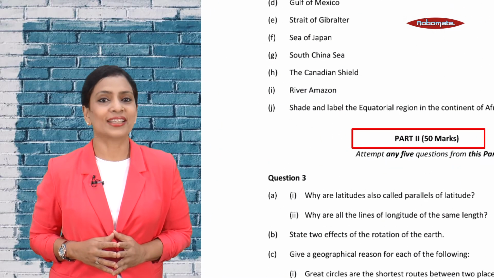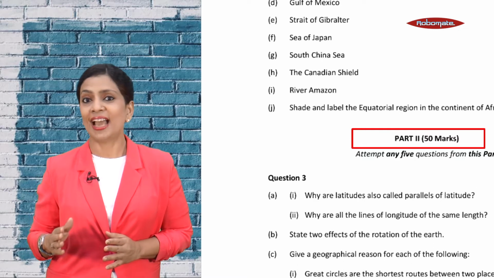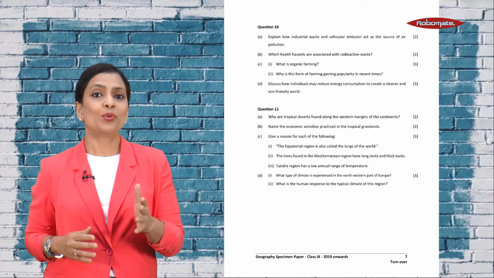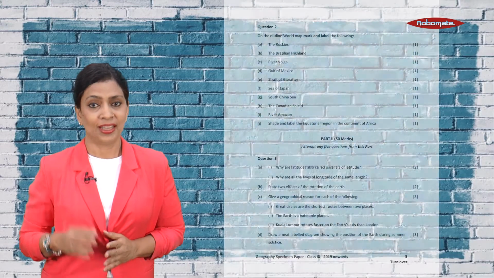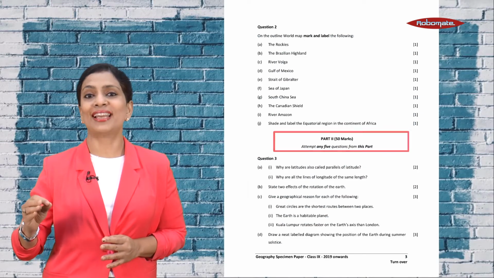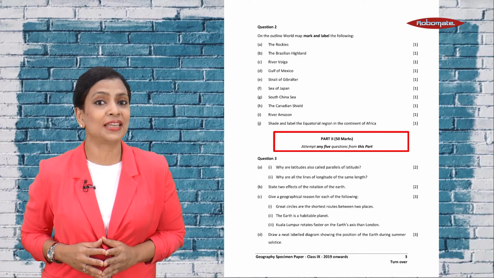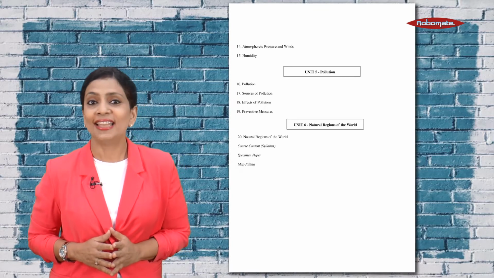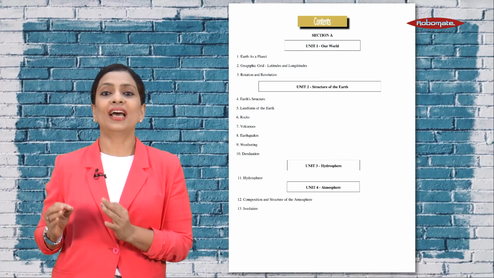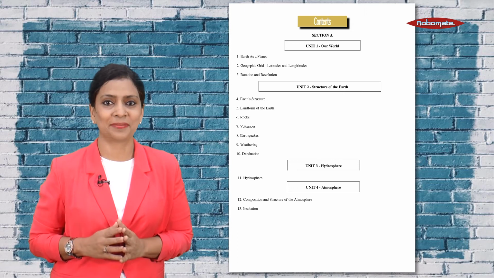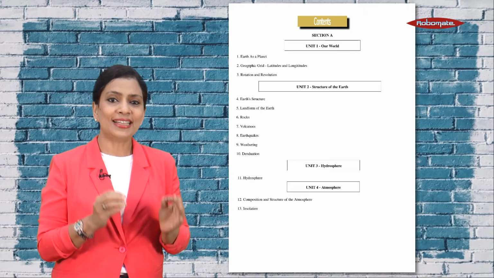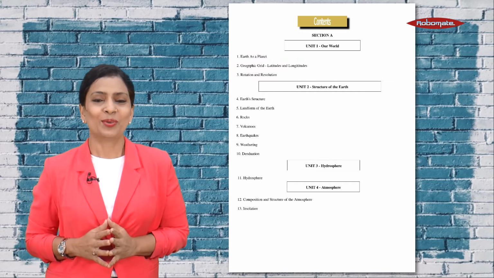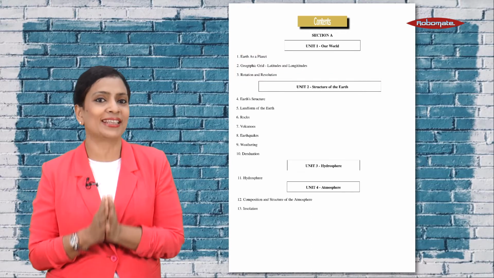Let's move on to part 2. This section has 9 questions in all, that is from question number 3 to question number 11. 9 questions, you need to select any 5 for 50 marks. Now we know that the textbook has 20 chapters and these are divided into 9 sets or 9 questions. For example, a set may have 1 chapter or a group of chapters. You shall understand this with the following examples.